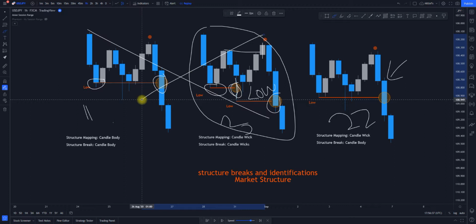I'm going to teach you how to understand structure breaks with all these types of structure mapping using USDJPY, right? So stay tuned for the next episode.